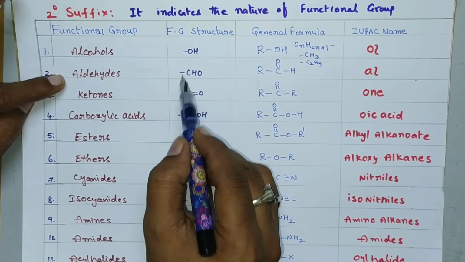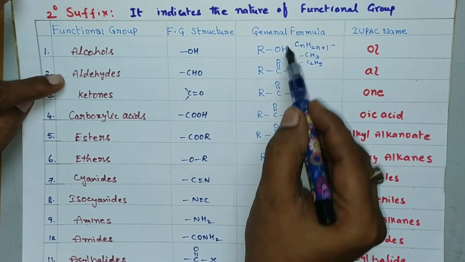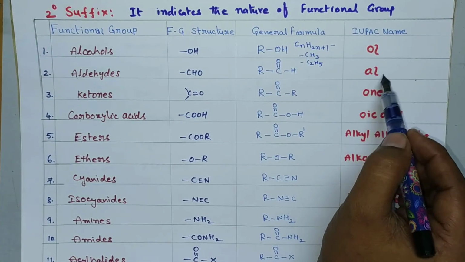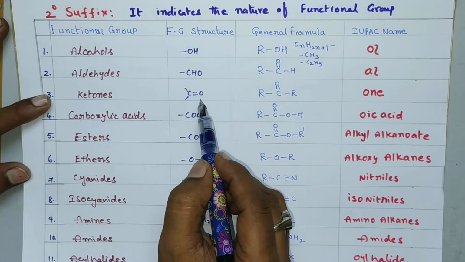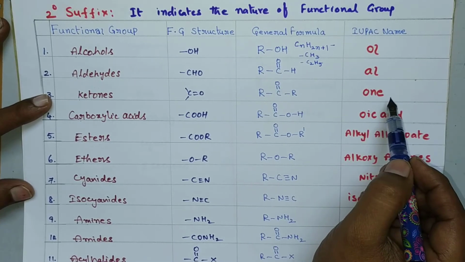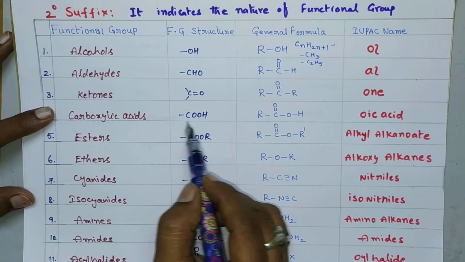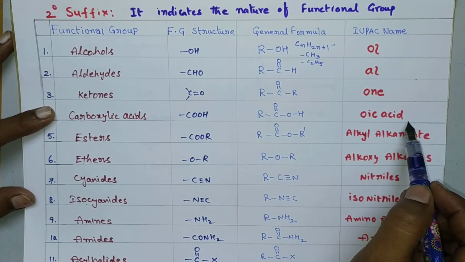And next, aldehyde. The functional group structure is CHO, so the general formula is RC double bond OH. We should write "al" at the place of the secondary suffix. Next, ketones, C double bond O, RCOR, "one". Carboxylic acids, COOH, RCOOH, it can be called as "oic acid".